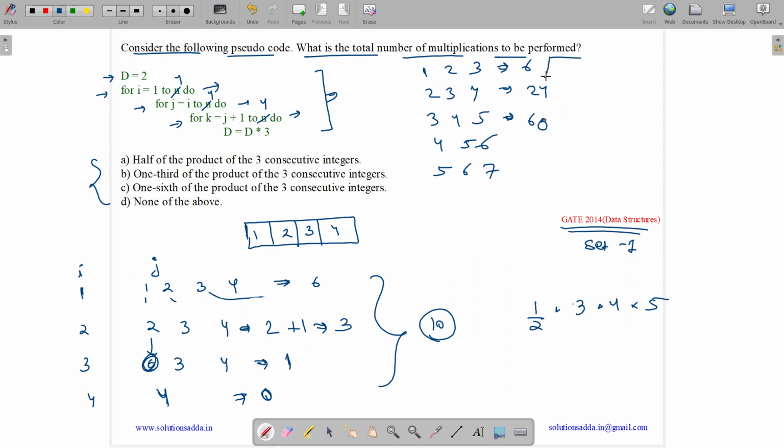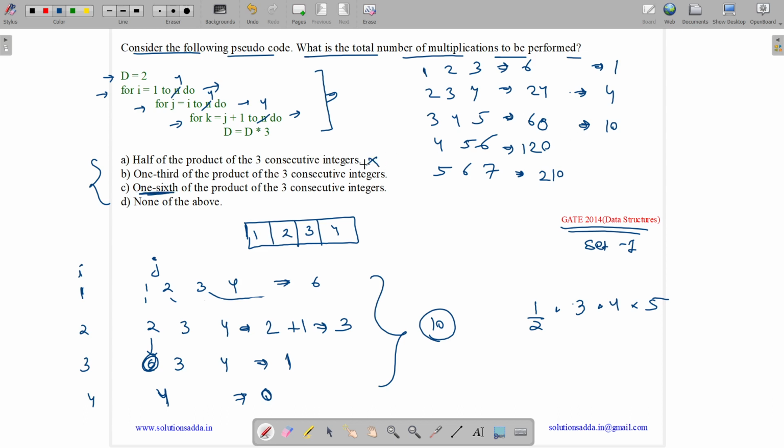So you can see if you divide by 2, it comes out to be 3, it comes out to be 12, it comes out to be 30. None is equal to 10. So this is false. Now 1/6 of the product of 3 consecutive integers. If you do 1/6 of these values, first let us calculate the products. 6 into 5, 30, 30 into 4, 120. 5 into 6, 30, into 7, 210. So if you divide all of them by 6, 6 by 6 is 1, 24 by 6 is 4, 60 by 6 is 10. Yes, this comes out to be 10.